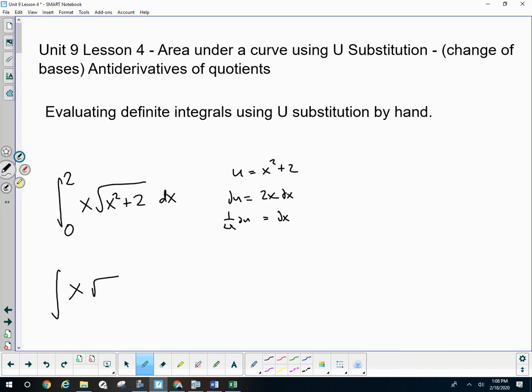I have x root u, I have 1 over 2x du, and the x's cancel like they normally do. Typically, before we've taken the antiderivative, we would place these numbers 0 and 2 right here. But this is wrong.